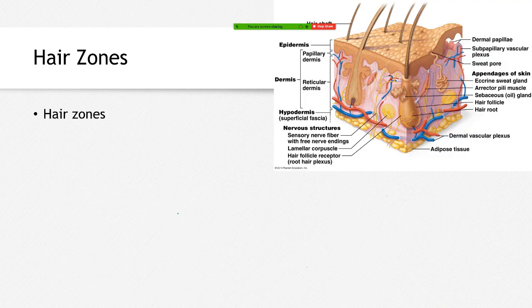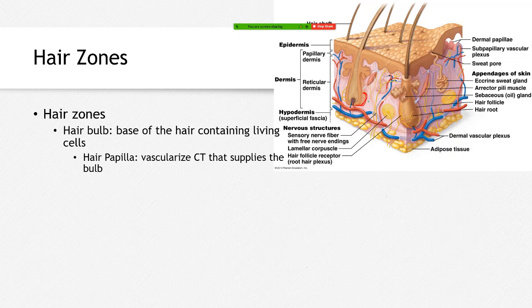All right, let's take a look at the hair zones. The hair bulb is the deepest portion of the hair, and this is where it contains living cells. I forgot to mention the hair papilla. It's just this part here. The hair papilla is where it's supplied by blood vessels.